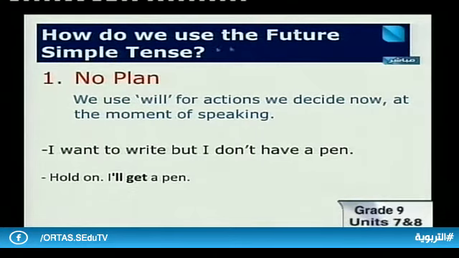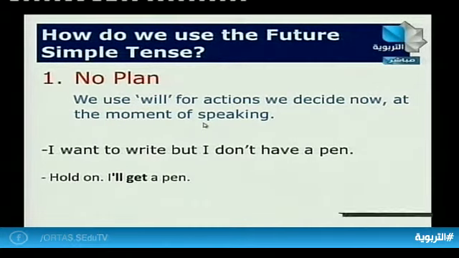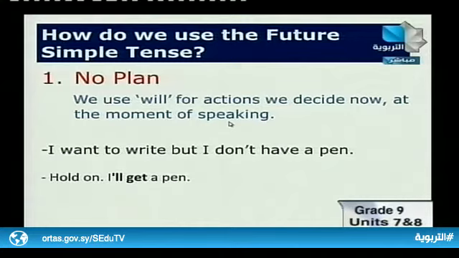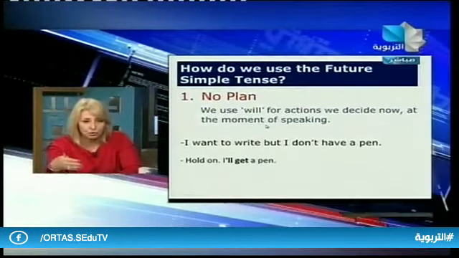Now we are talking about something we are going to do in the future. And here, how do we use the future simple tense? When we use the will form, we talk about something which is not planned previously. So we have no plan, and now we are going to do so and so. We use will for actions we decide right now, at the moment of speaking. I have no previous plan, so it occurs to me now, and I'm going to do something. I'll do so and so.